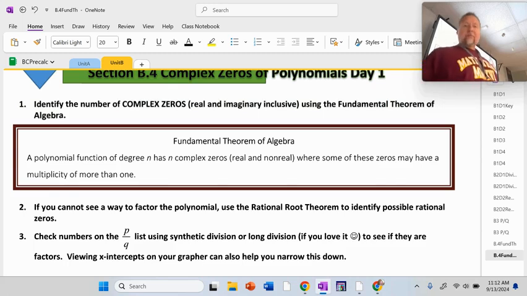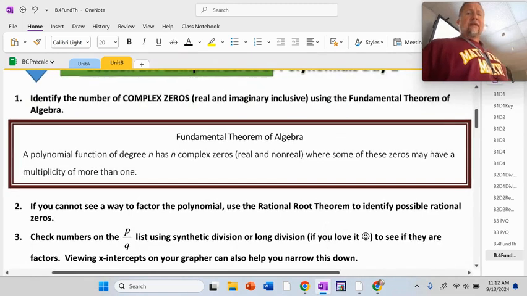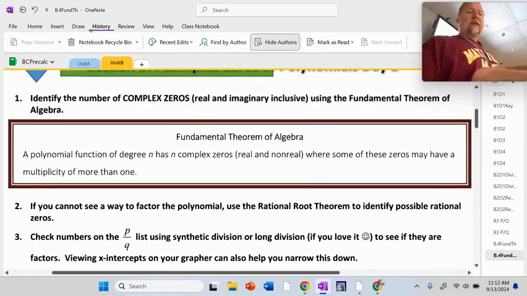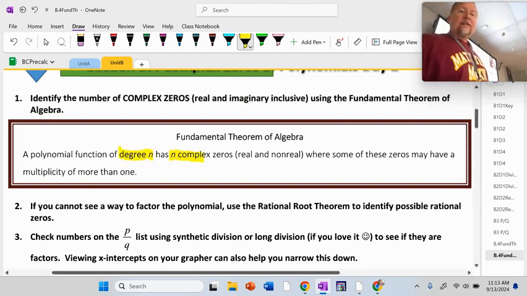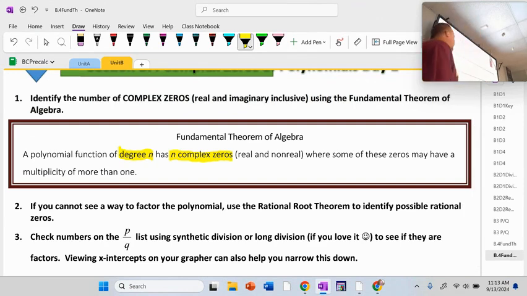But here's what the fundamental theorem of algebra is, and we kind of already exercised this a little bit, but not really. The degree of a polynomial is exactly how many? Now let's all say the word together. Complex. Complex zeros there are.